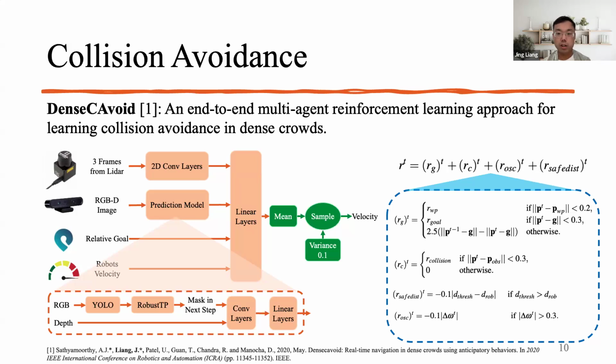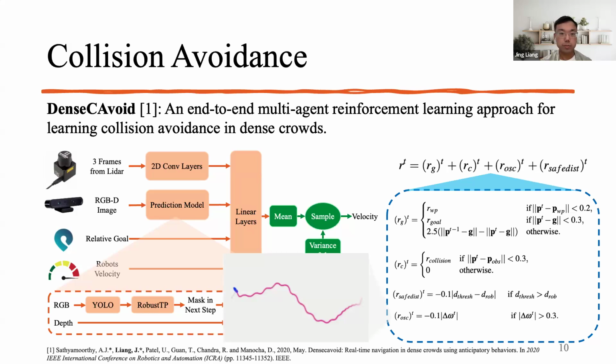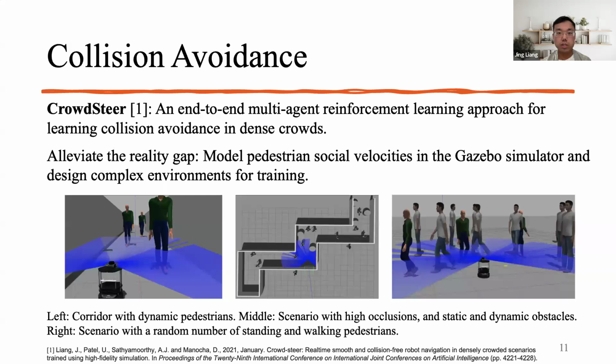RC and RSafe dist are the penalties to let the robot avoid collision and also keep away from the obstacles. And ROSC here is to prevent oscillation. The oscillation is like this. Without this term, the robot will wag a lot and run a zigzag trajectory. These simulation environments are used for the training. The simulation environments include many robots and many people and also different shapes of floor plans. To make the training easier, we train the model in the environments with increasing difficulties.